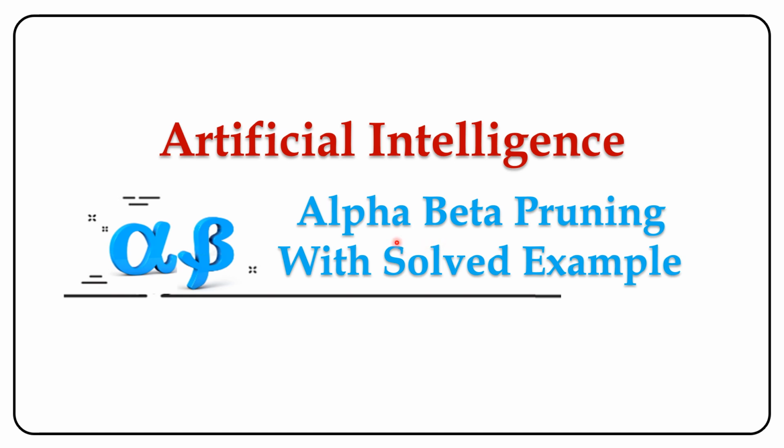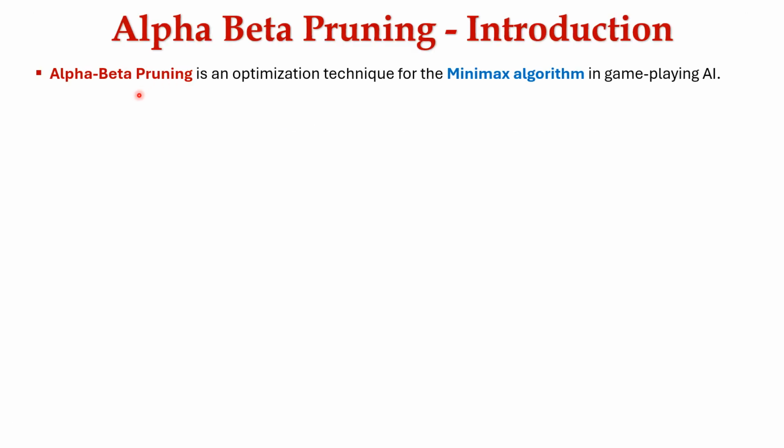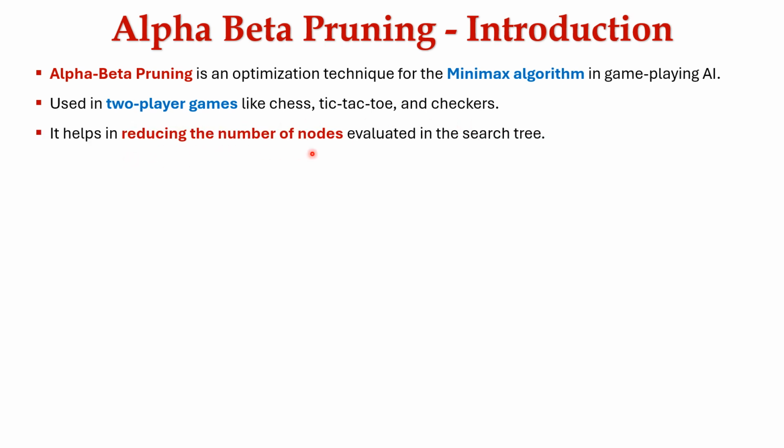In this session, let's learn about the Alpha Beta Pruning Algorithm with a solved example problem. Alpha Beta Pruning is an optimization technique for the minimax algorithm in game-playing AI. It is used in two-player games like chess, tic-tac-toe, and checkers. It helps in reducing the number of nodes evaluated in the search tree.